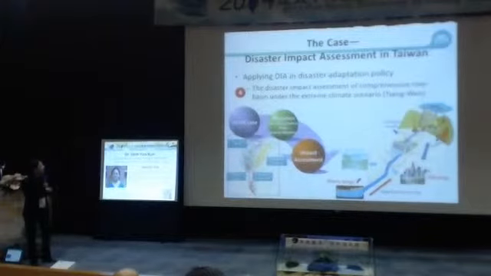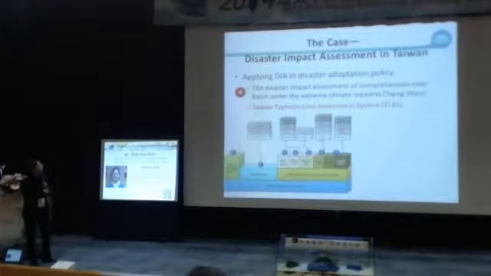For the worst-case scenario, we do a settlement simulation, a flooding simulation, and a coastal disaster simulation, put them together, and do another system impact assessment. We try to see the loss and damage of this kind of disaster. So this is the system we developed at NCDR, called the Taiwan Typhoon Loss Assessment System, TLAS.